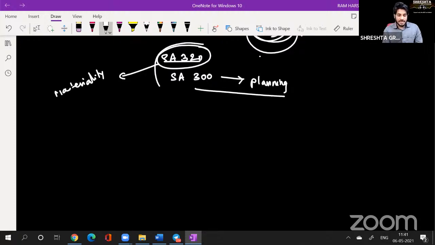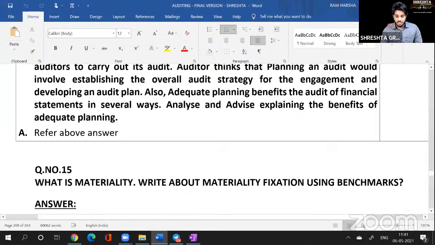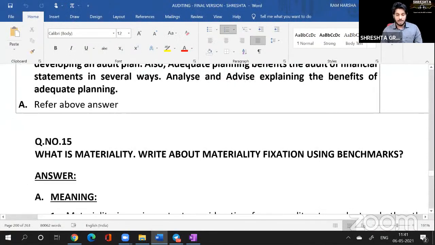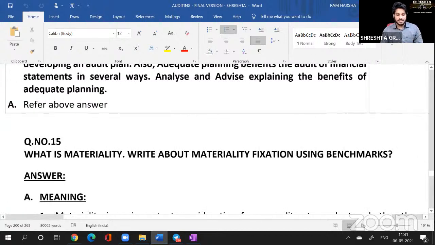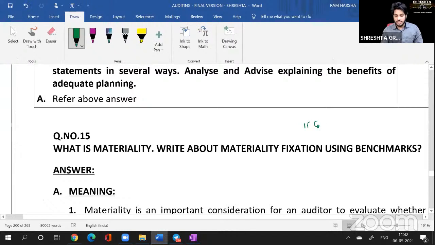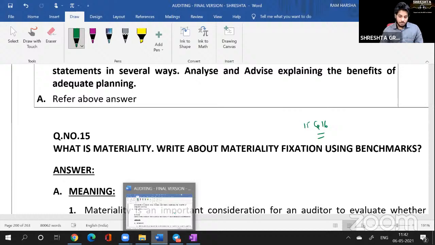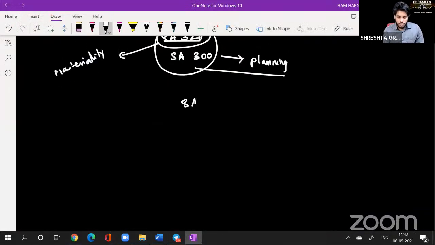Now, both these standards are covered as part of the 11th chapter which I already gave, in the PDF which I'm using. In that, the 15th question and 16th question deal with materiality. Well, let us first focus on SCA 320.